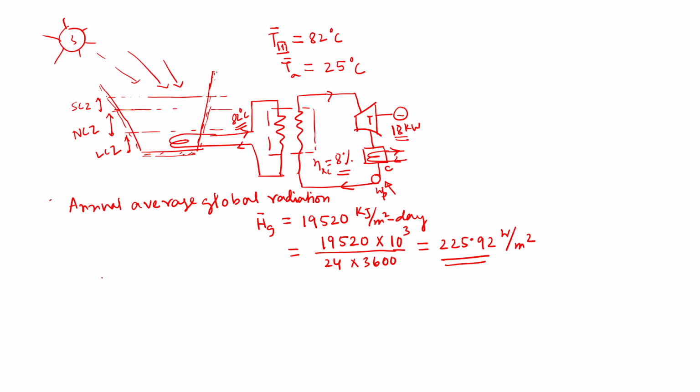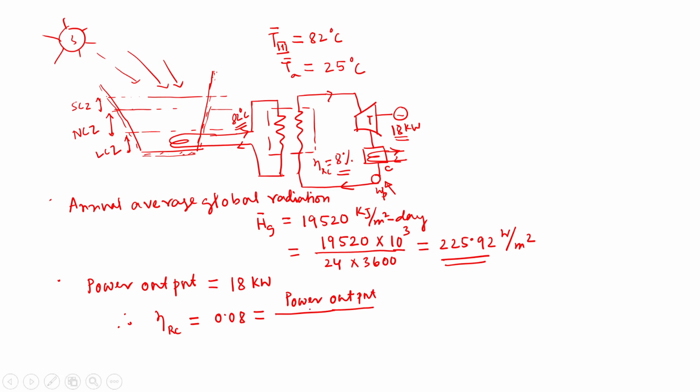And we also know the power output, which is equal to 18 kilowatt, and the efficiency of the Rankine cycle is also given, 8%. So eta RC, which is equal to 0.08, is equal to the power output to the input energy. So input energy or power input, I will write P input. This is nothing but Q load, or annual average heat extraction.